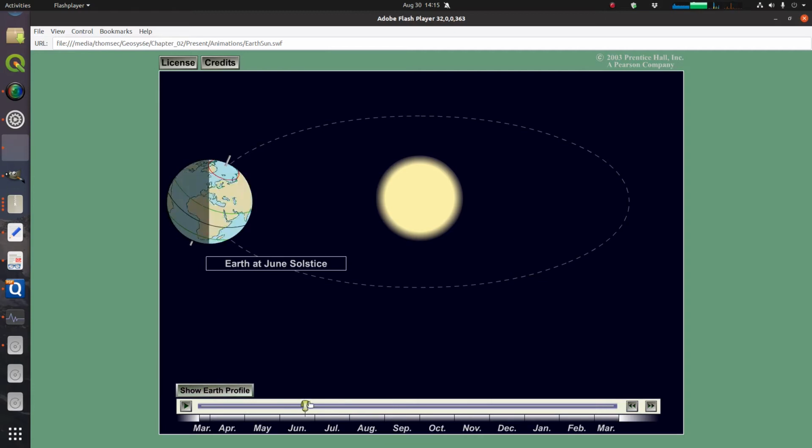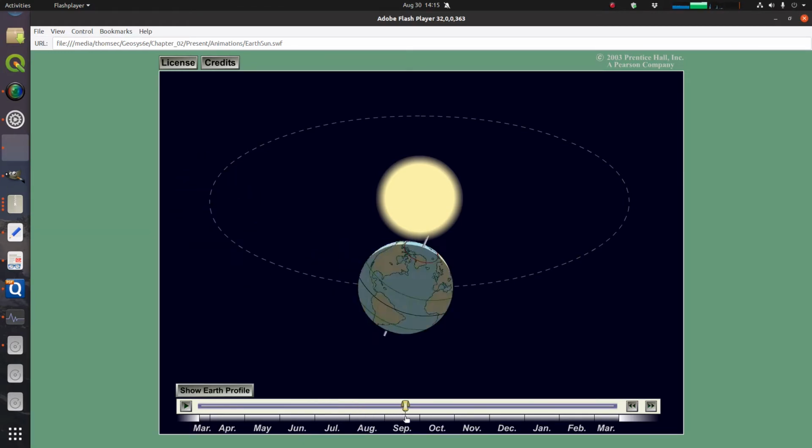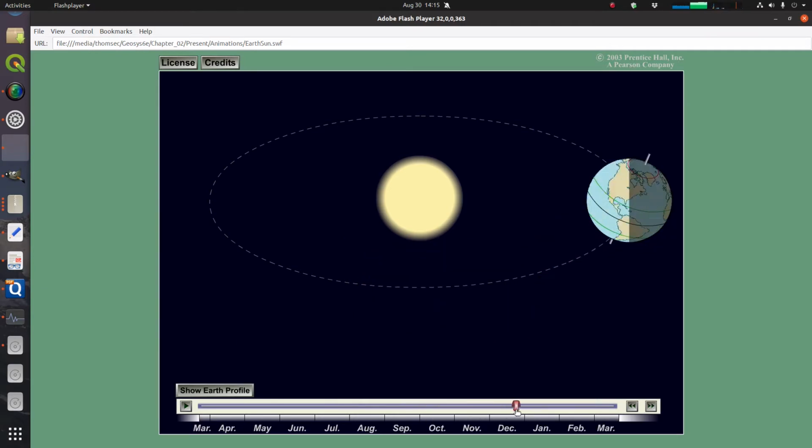The other aspect is called axial parallelism. You can see right now, it looks like the axis is pointing to the upper right. In June, September, the axis is still pointing to the upper right, and in December, it's still pointing to the upper right. In reality, it's pointing at a star that we call the North Star, also called Polaris. The name of that star is Polaris.